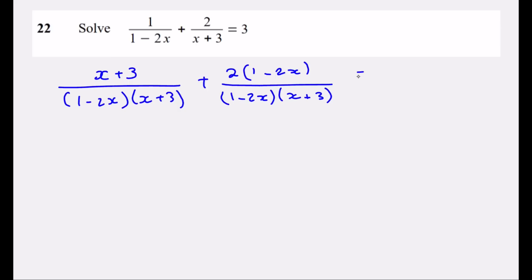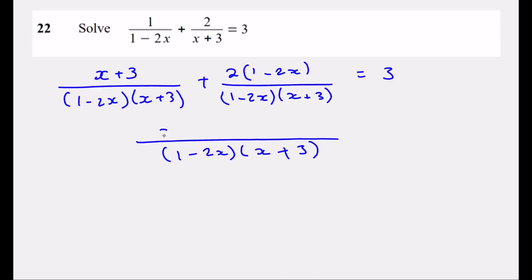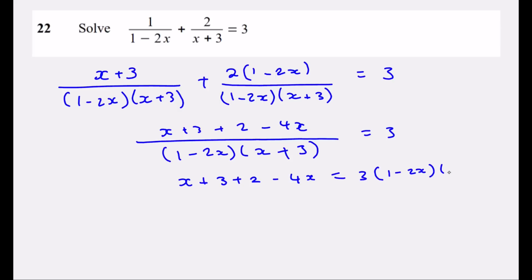So now the denominators are the same. We can add the two fractions together. We can make it into one fraction. And the numerator, if I expand, so it's 2 times 1, which is 2, and 2 times negative 2x, which is minus 4x. I want to get rid of the fraction, so I can multiply both sides by this denominator, which will get rid of it. I'll leave this numerator as it is for now, but I can collect those like terms.